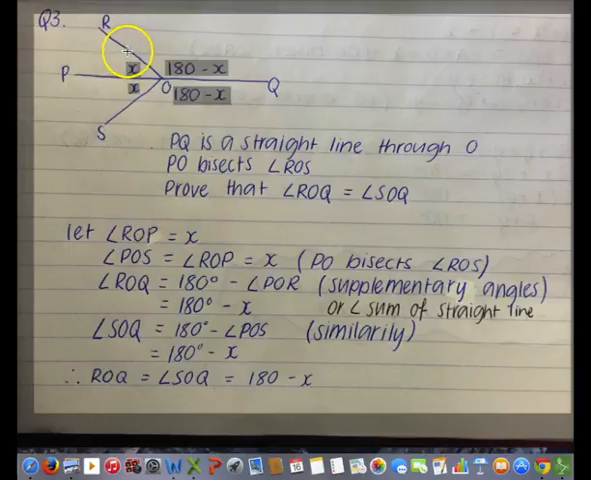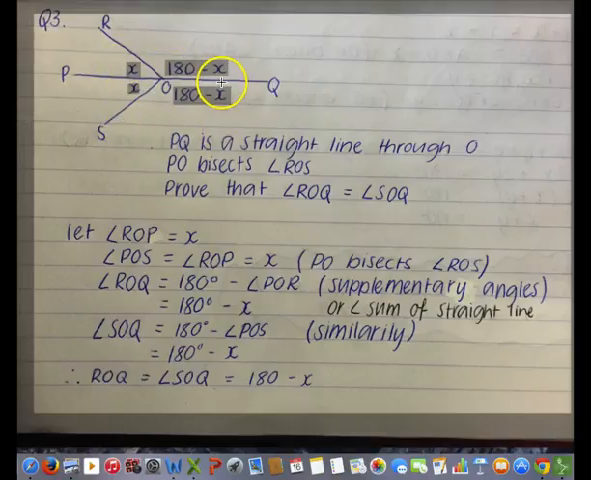So, because we've been given information about these two angles that PO bisects angle ROS, your first step would be to let angle ROP, this one here, equal x. So let our angle ROP equal x. Therefore, because that's x, we can now write that this is x. So now we write this x in here, and we say, well, angle POS is equal to angle ROP, which equals x, and the reason for this is that PO bisects angle ROS.